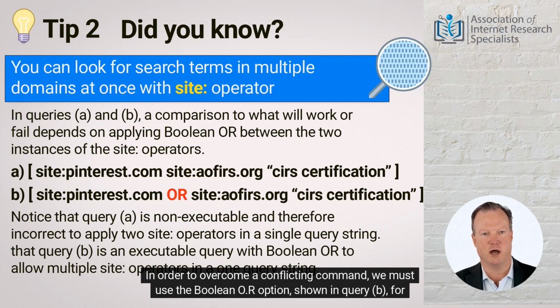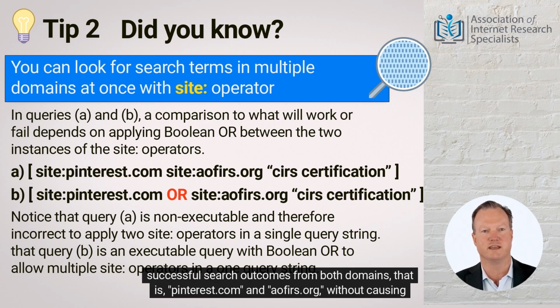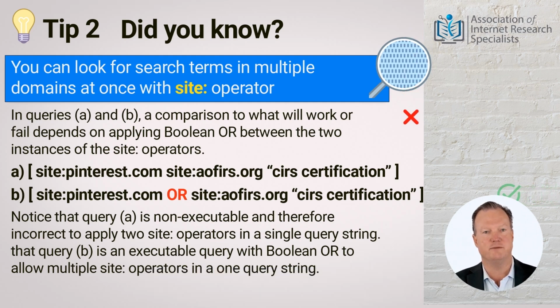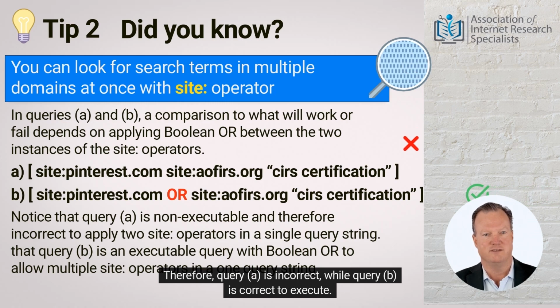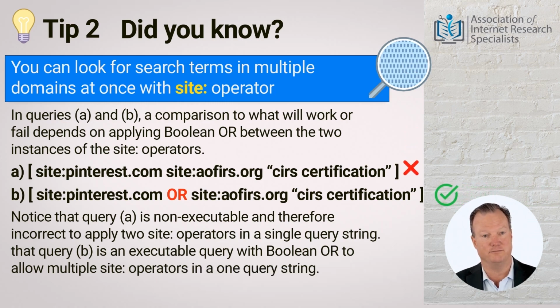In order to overcome a conflicting command, we must use the Boolean OR option, shown in query B, for successful search outcomes from both domains, that is, Pinterest.com and AOFIRS.org, without causing a conflict. Therefore, query A is incorrect, while query B is correct to execute.